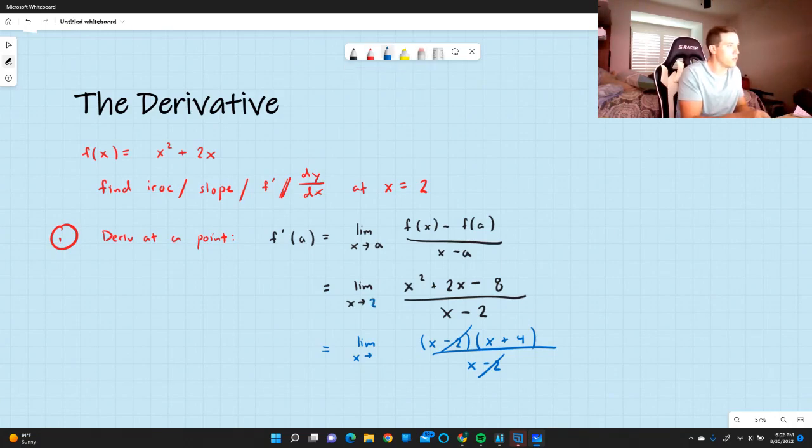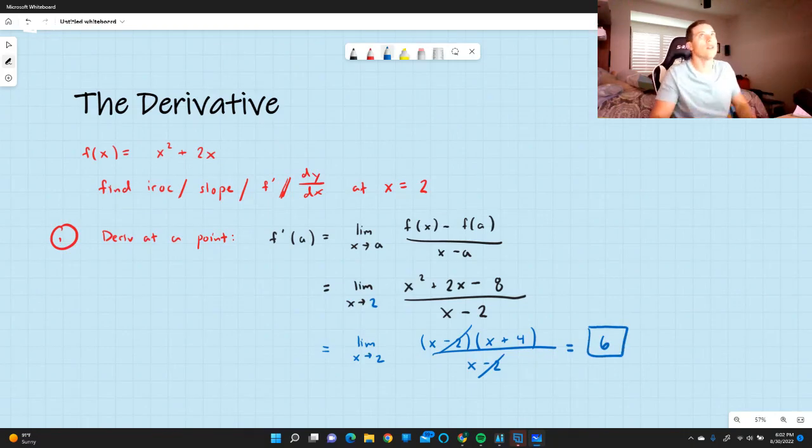2, 2. Now you can plug in 2 plus 4 is 6, just like we thought. So this was the derivative at a point. It finds the instantaneous rate of change at the point by using the derivative at a point formula. This was the less impressive of the two because it only finds the derivative at a point.